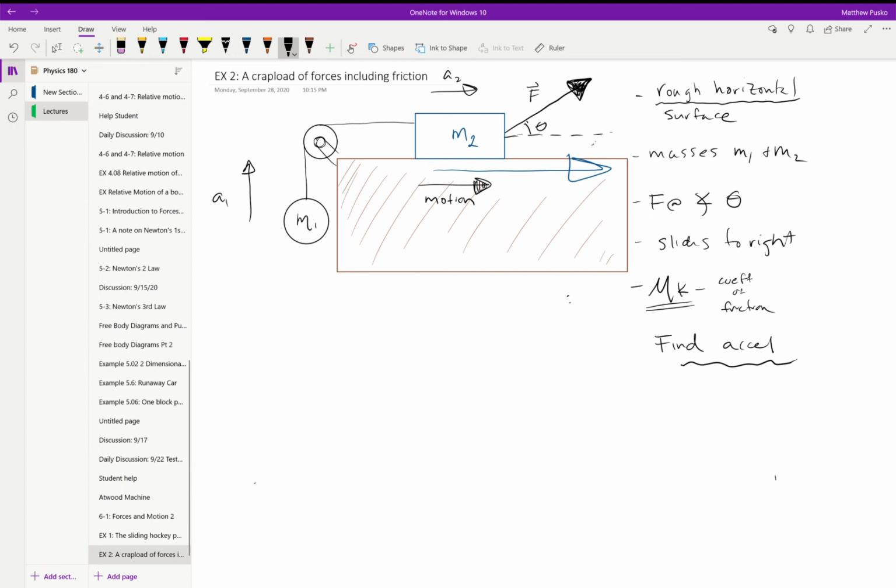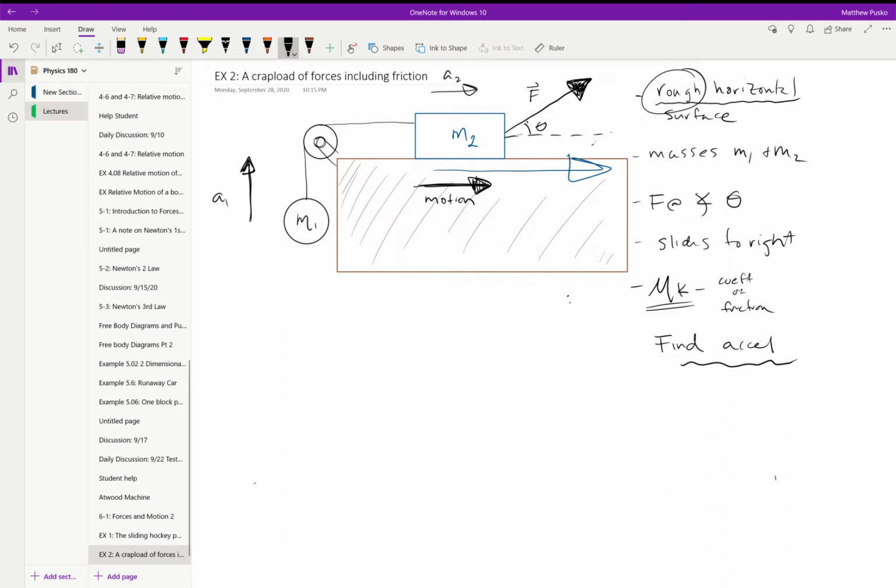Alright, let's take a look at this system we've seen before, but now we're going to have a rough surface between mass 2 and the tabletop. We're going to apply a force to mass 2, and that's going to cause the motion to be in the positive x direction like this. M1 will go up, and M2 will go to the right.